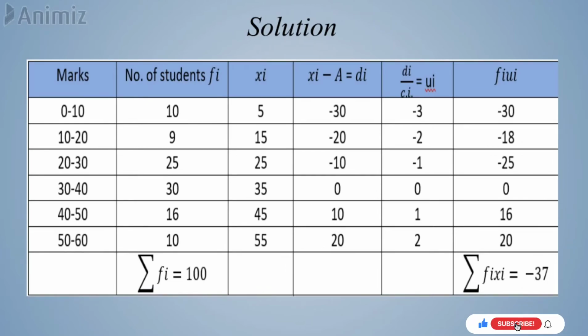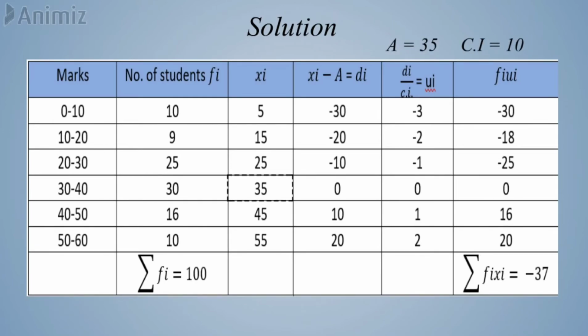Now like the previous method, you have to find out the difference, that is di. How to calculate? Xi minus a. So for this, any one of the values of xi you have to consider as the assumed mean except the first and last number. So you can't take 5 and 55. In between, whichever number is there, anyone you have to consider as the assumed mean. So let's consider 35 as the assumed mean.